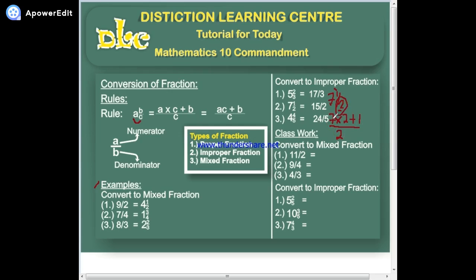That means we now have what? 7 times 2 is 14. And 14 plus 1, that is 15. So that means our answer is 15 divided by 2. So this particular answer is also correct.